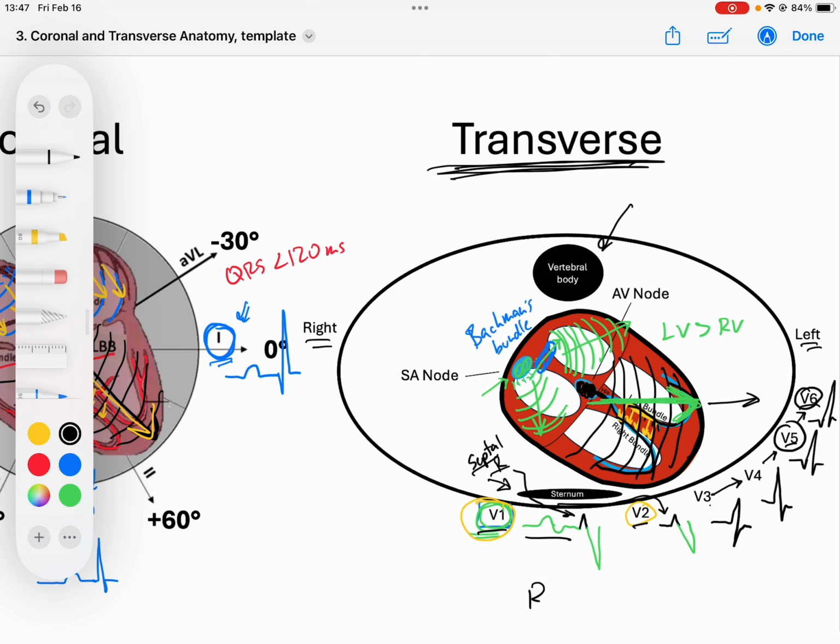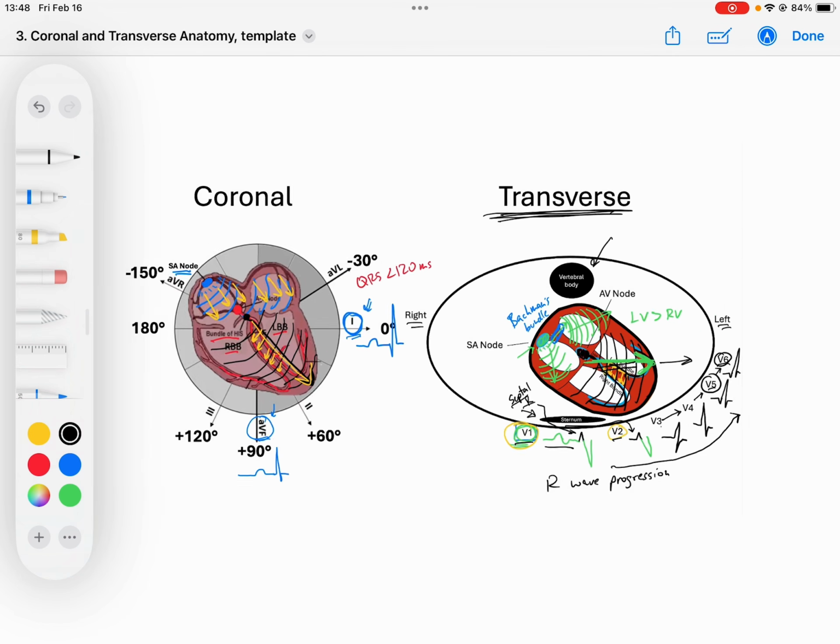So this is called our R wave progression, where our R wave grows as it moves from V1 to V6 as we become more and more oriented with the wave of depolarization.